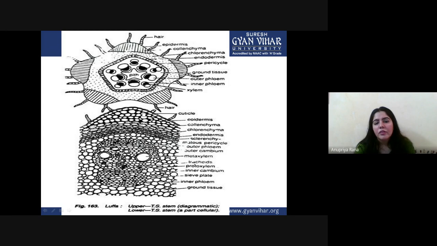Just after this epidermis, we have the collenchymatous cells which form the hypodermal region, and after these collenchyma cells, you can see the dotted cells. These dotted cells are the chlorenchyma. So what is the function of chlorenchymatous parenchyma cells? They work for photosynthesis.